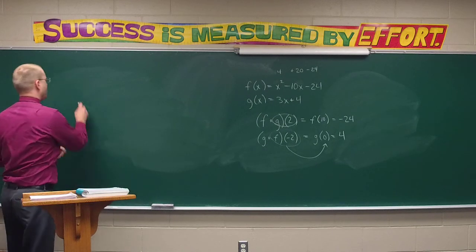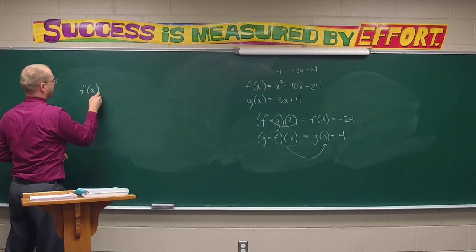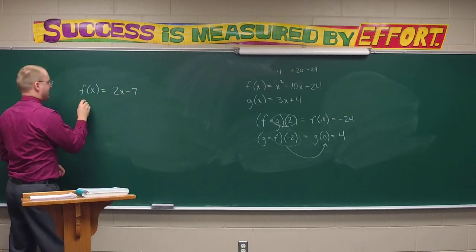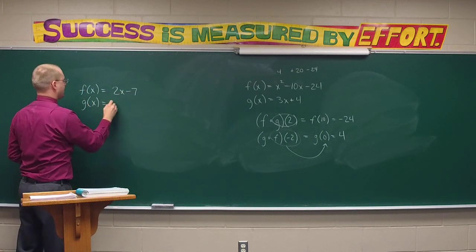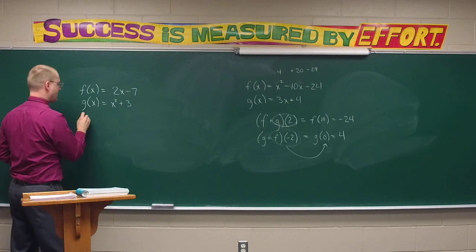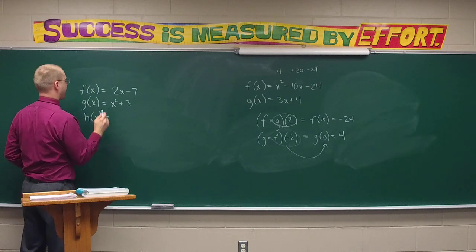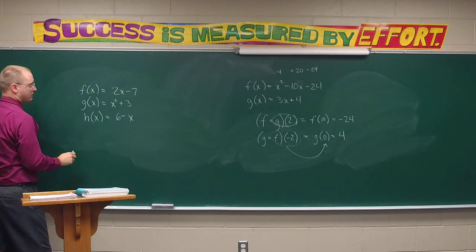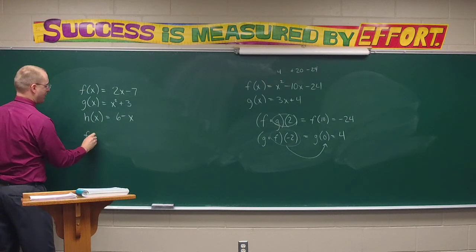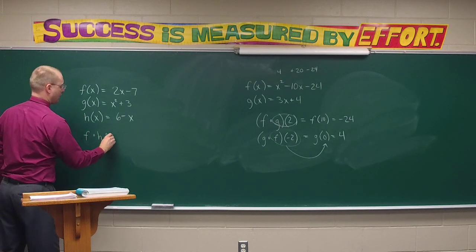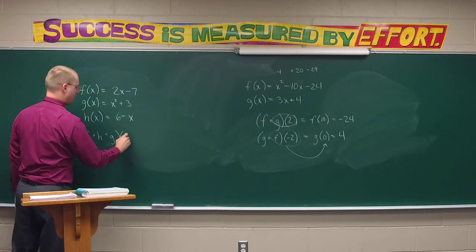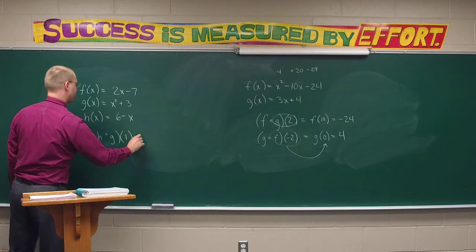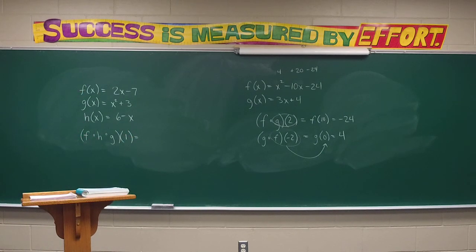Let me give you a couple more. Let's say we've got f of x is 2x minus 7, g of x is x squared plus 3, and let's go to the next one. H of x is 6 minus x, and let's suppose I want f of h of g of, let's do 1. At your seats.